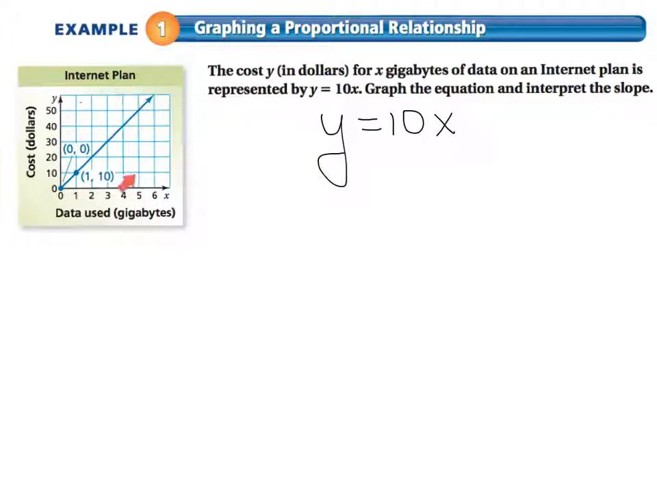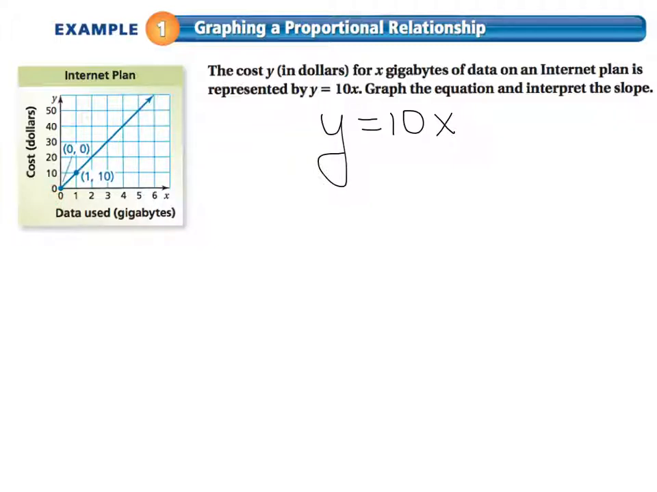And I want to make note of this graph. When you graph, you must be specific. You're going to label x and y as data used in gigabytes and cost in dollars. You will notice that the line does not go through 0, 0 because we can't have negative data used. So therefore, the x value must remain positive.